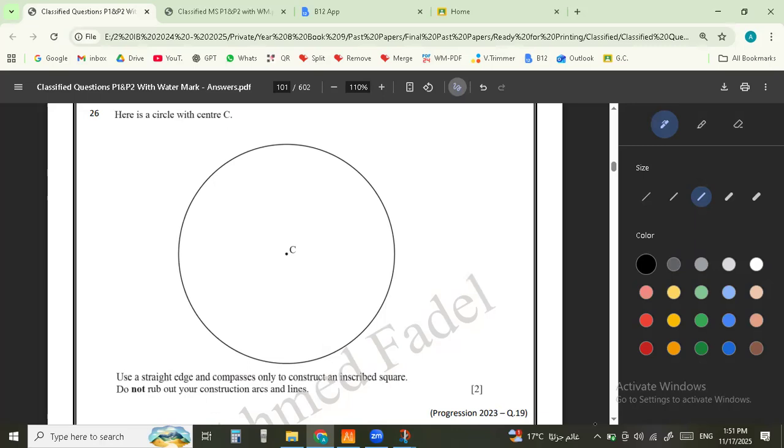Here is a circle with center C. They want you to inscribe a square. There is one whole video for that. Go to the video.